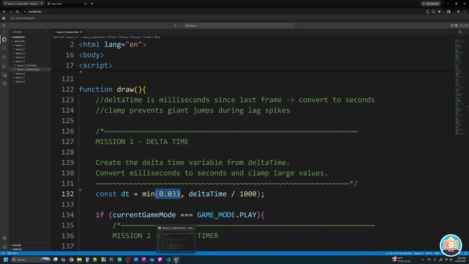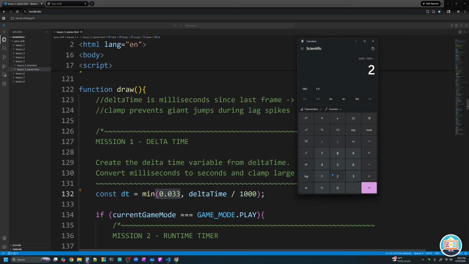And what if we were away for like 1 whole second, like 1,000 milliseconds? Well, 1,000 divided by 1,000 is 1. So pick the smallest of 0.033 or 1. We would pick 0.033. So this is like our guaranteed upper bound. But what if we were away for, say, 0.005 milliseconds? I divide by 1,000.